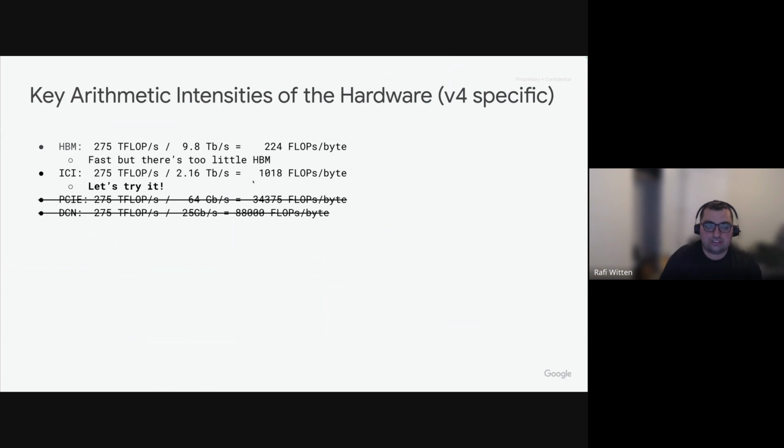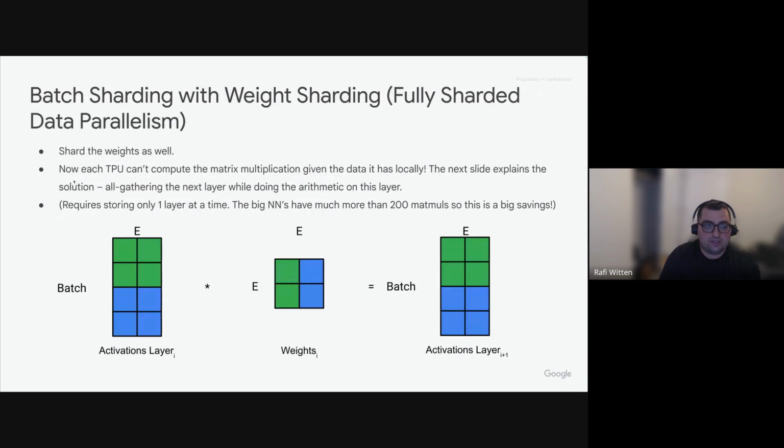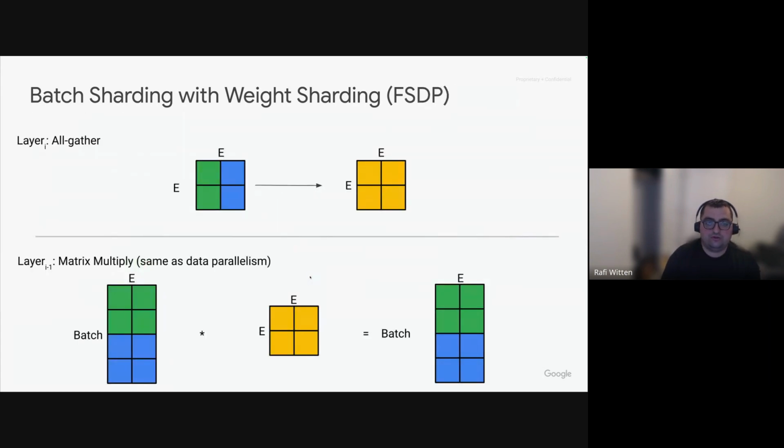And what this calculation is reminding us is for every byte that we read over the interchip interconnect, we need to find 1,018 flops to do, or else we're going to be ICI bound. We're going to be interchip interconnect bound. So the first trick, and it's canonically the most useful trick actually, is we shard both the batch and the weights. And then we do the following algorithm.